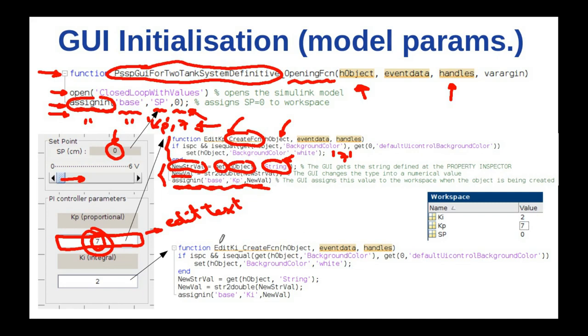The same I do with the edit ki, that's the tag name. This is the tag name of this edit text for the ki parameter of the PI controller, and this is the create function. So remember, right click on this element, then go to callbacks, and then go to create function, and automatically these code lines are created on the M file that is associated with the graphical user interface.